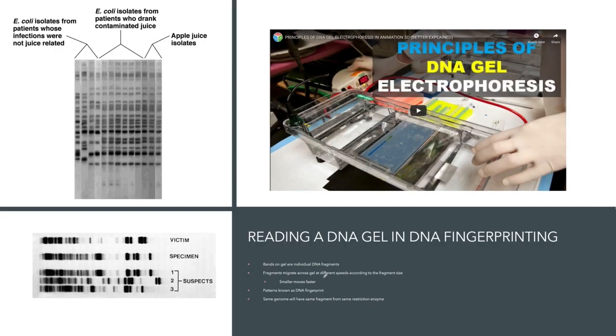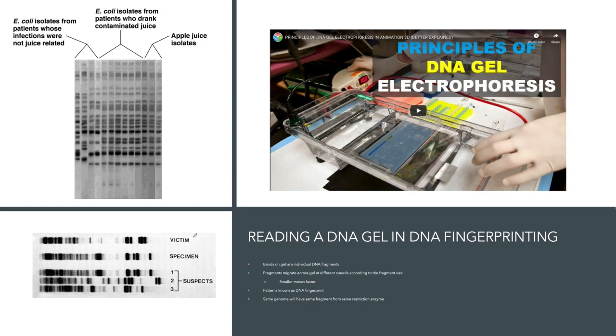So here are some examples of some DNA gels. At the bottom left, this is your typical crime scene one. This is called a DNA fingerprint. Both of these are actually DNA fingerprints. Here we have the victim. The victim's DNA was cut. My pen is not working again. My victim's DNA was cut with a set of restriction enzymes.